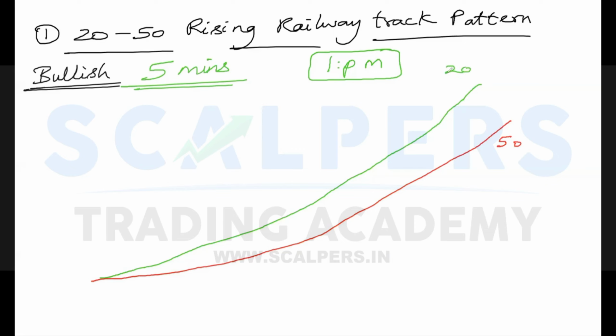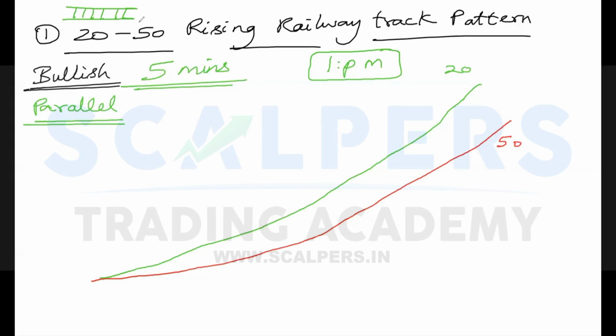Now we are going to see only the 20 and 50 character. See the structure of 20 and 50. Both are going parallel, so we are calling it a railway track pattern. How does a railway track look? A railway track looks parallel like this, right? Similarly, 20 and 50 are going parallel like this.